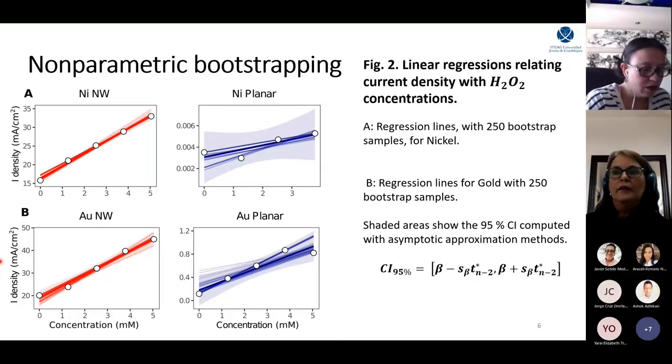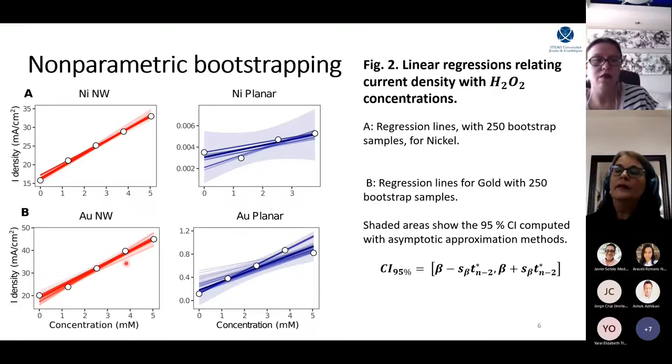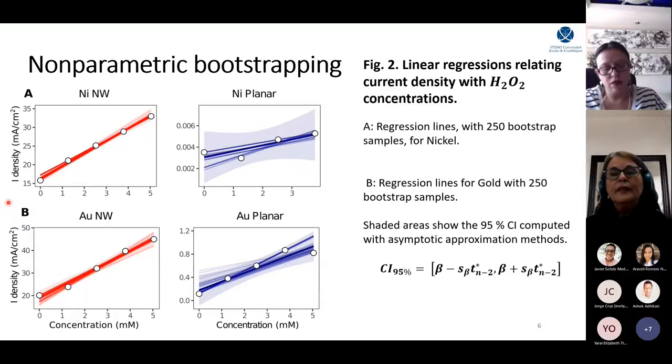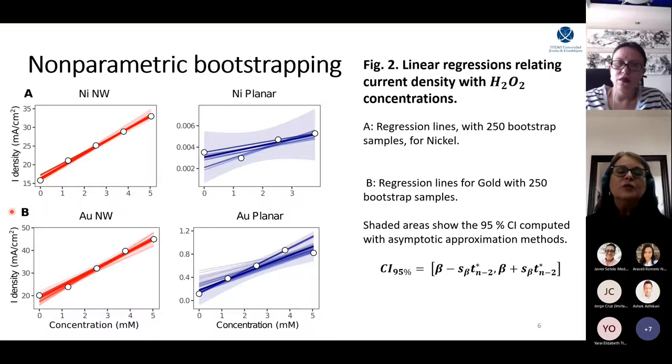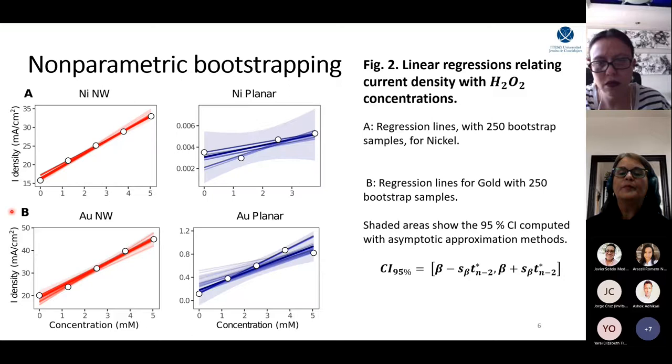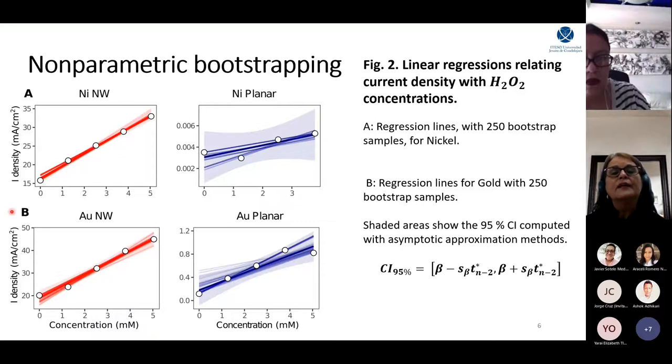Here in the figure we have four sensors: two for nickel, nanowires and planar, and two for gold, nanowires and planar. We can see in the upper part the nickel nanowire and nickel planar, and in the lower part the gold sensors. For all of these plots, we use 250 resamples with replacement to illustrate how to compute the percentile confidence intervals for linear regression, with 250 samples for each sensor with five ordered pairs of bivariate observations.